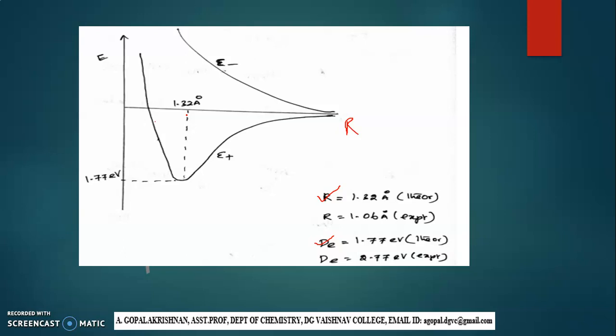I told you in the LCAO, linear combination of atomic orbitals, by choosing a proper basis function, we can arrive at a better trial wave function. Using a better trial wave function, we can approach the experimental values using these calculation methods.